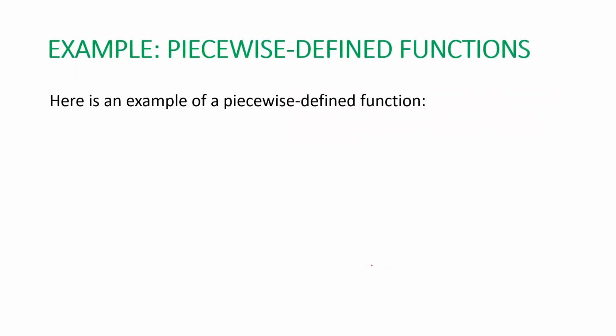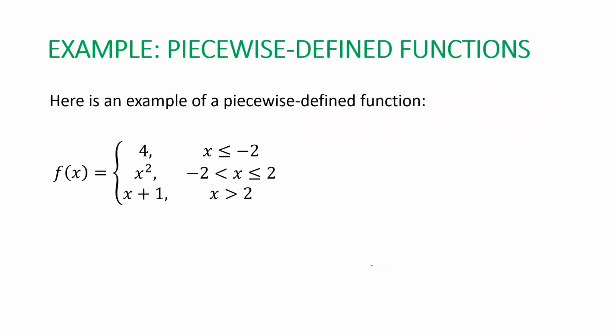So here is an example of a piecewise defined function. So we have f of x equals 4, which is defined on the interval x is less than or equal to negative 2. Second, we have x squared, which is defined on the interval from negative 2 to positive 2, but exclusive of negative 2 because there's no equal sign here, and then it's inclusive of positive 2 because there's an equal sign here. And then the third subfunction is x plus 1, which is defined on the interval x is greater than 2.